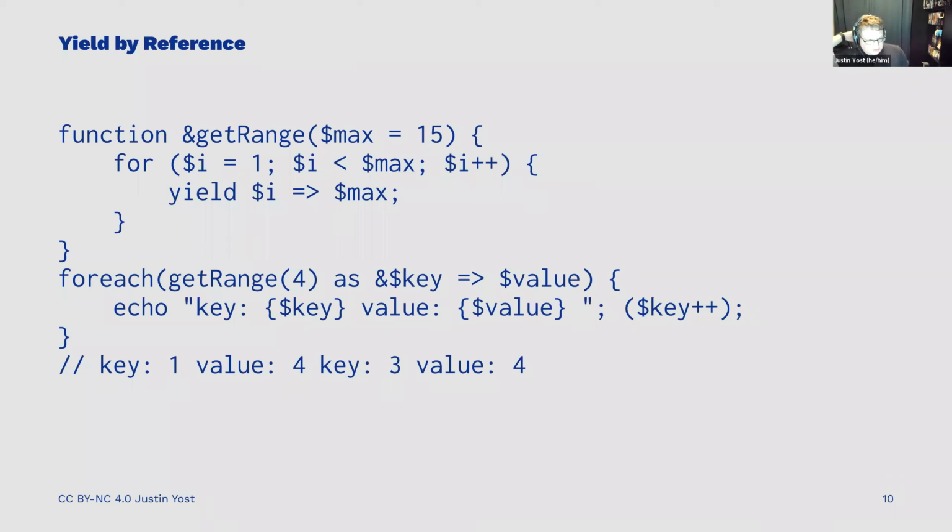We can yield by reference as well. So if we want to yield a key by reference, in this case, what I'm doing is saying get range is going to return a value by reference. We're going to yield a key and a value, same as before. When we call get range, we have the key here and the value here. So when we go through our loop, we call echo key value. Key is still that 1 value that we expect. The value here is the 4 that we expect, because 4 is our max, so we pass in 4.